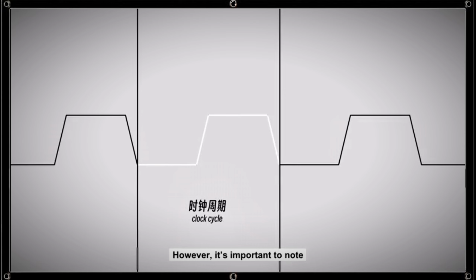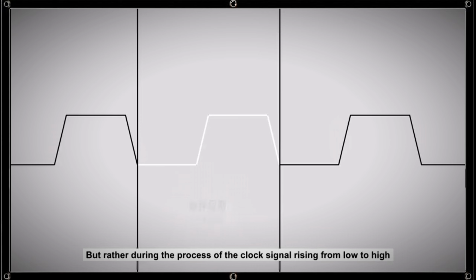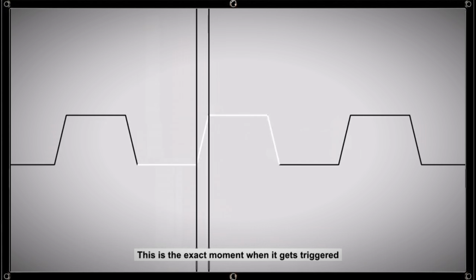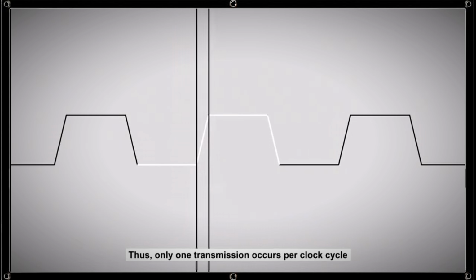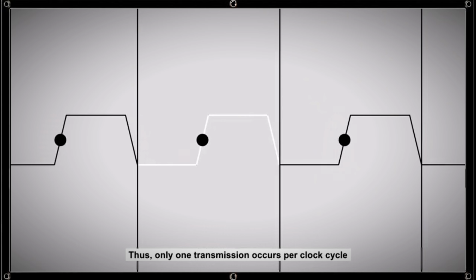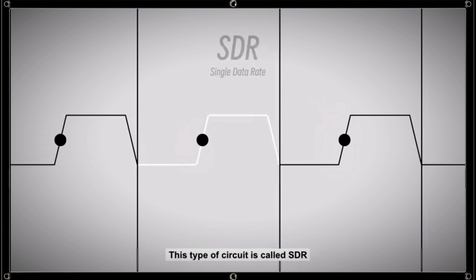However, it's important to note, the moment the circuit performs transmission isn't when the clock signal has fully risen, but rather during the process of the clock signal rising from low to high. This is the exact moment when it gets triggered. This signal transition from low to high is called the rising edge. The most traditional circuit performs one transmission at the rising edge. Thus, only one transmission occurs per clock cycle.